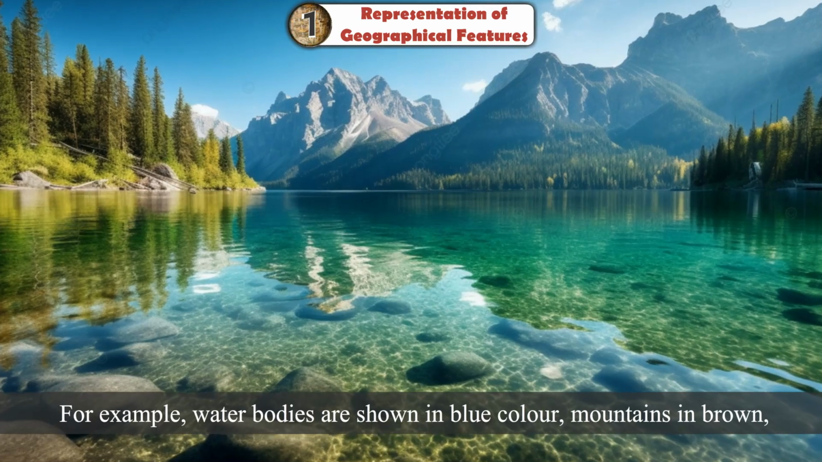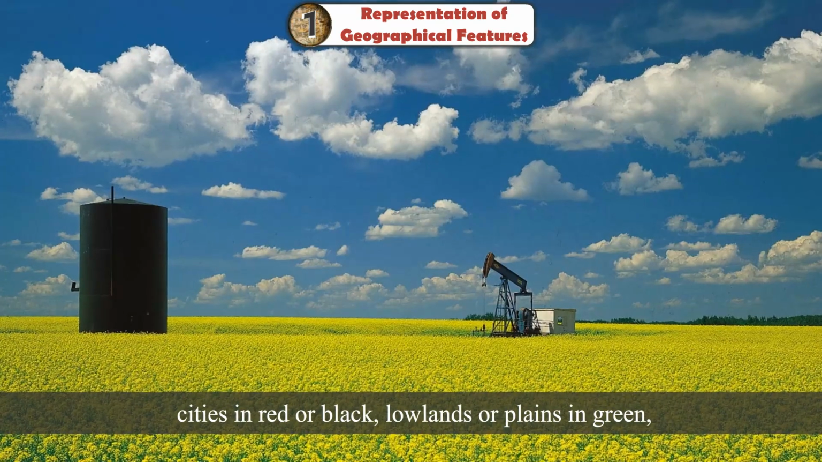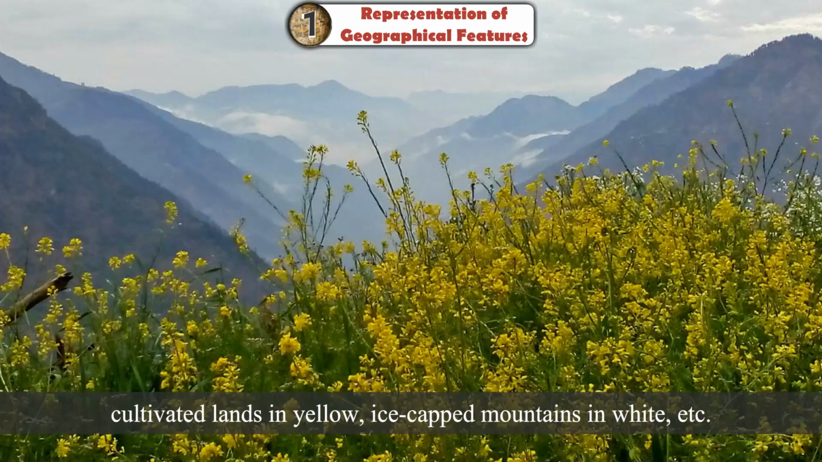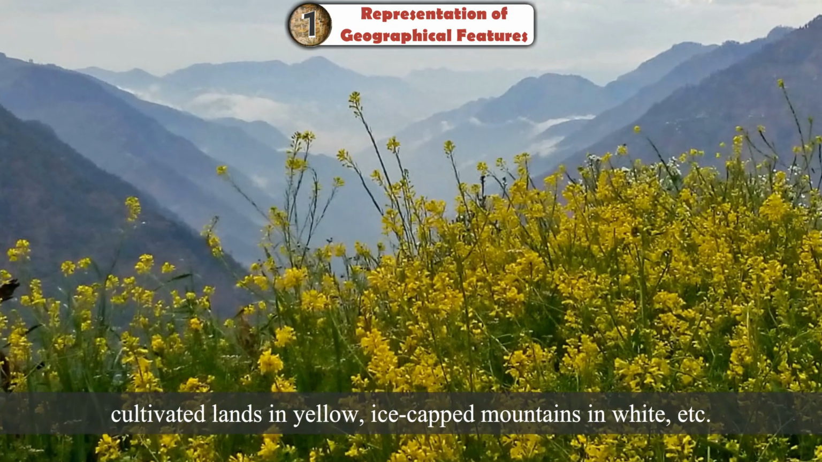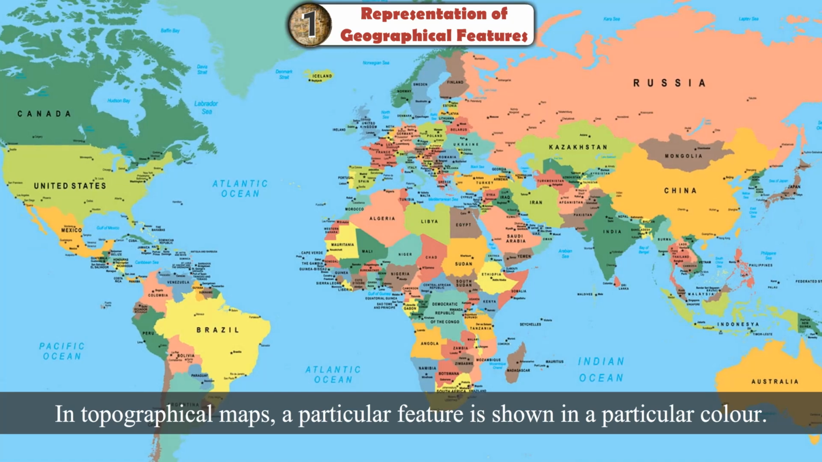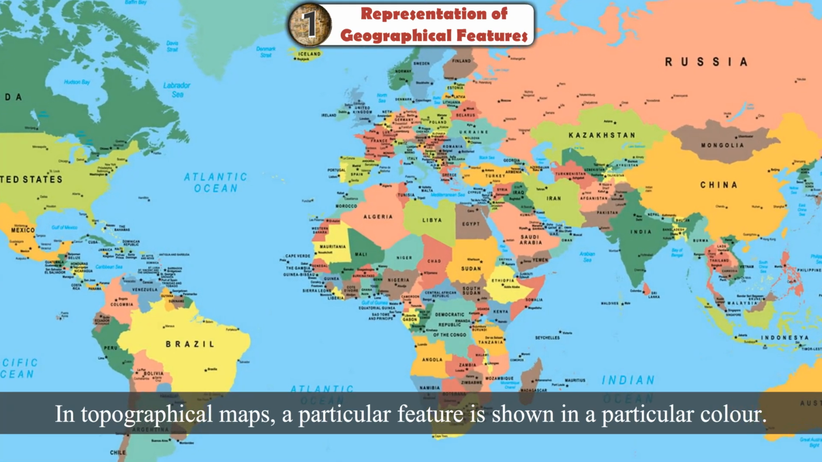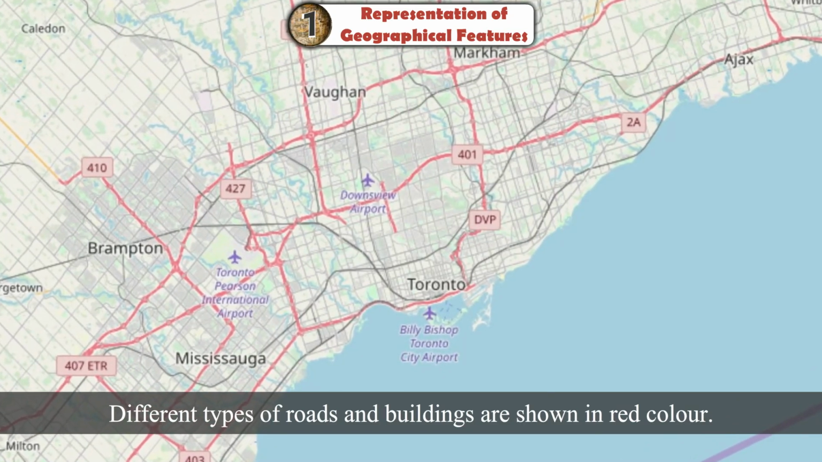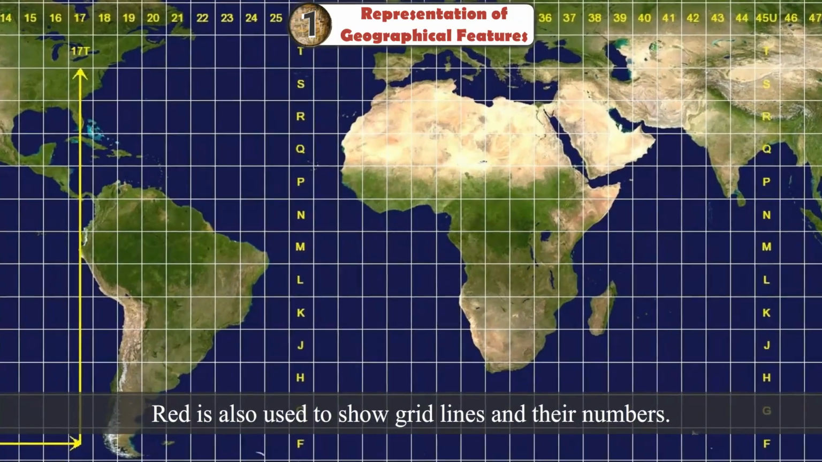For example, water bodies are shown in blue color, mountains in brown, cities in red or black, lowlands or plains in green, cultivated lands in yellow, ice-capped mountains in white, etc. Colors. In topographical maps, a particular feature is shown in a particular color. Different types of roads and buildings are shown in red color. Red is also used to show grid lines and their numbers.